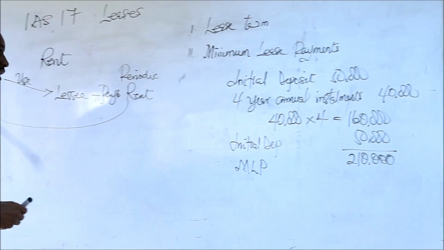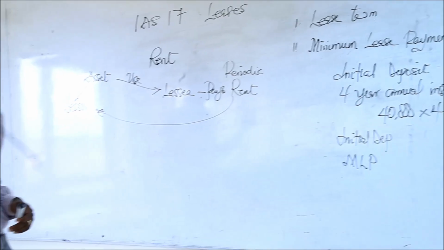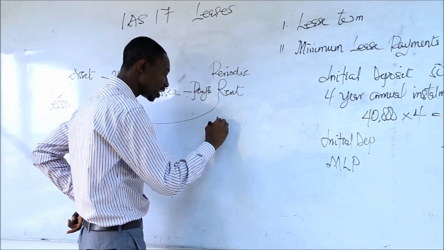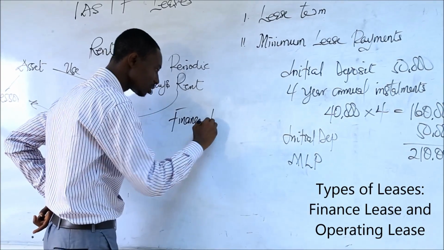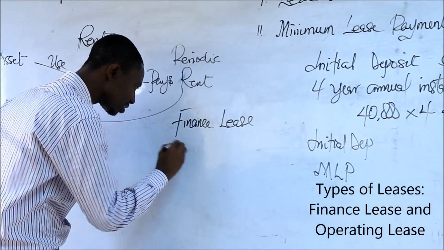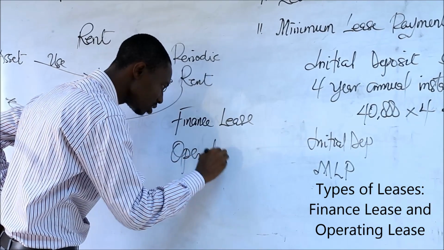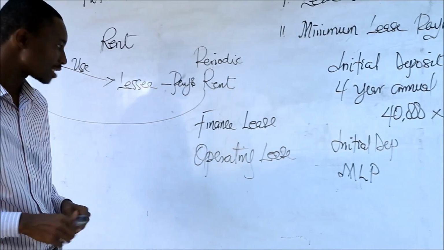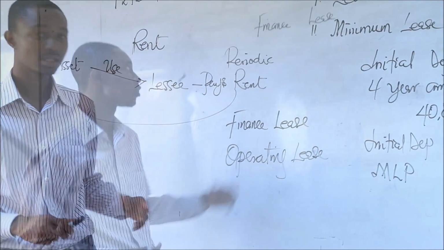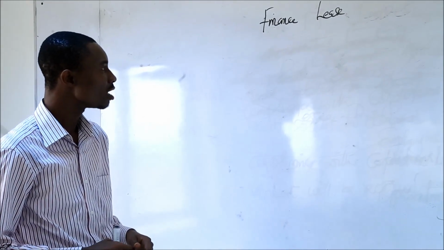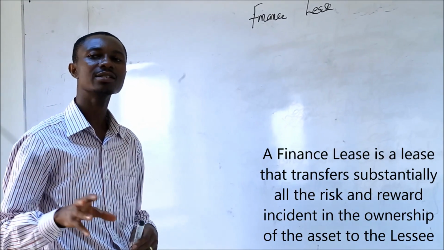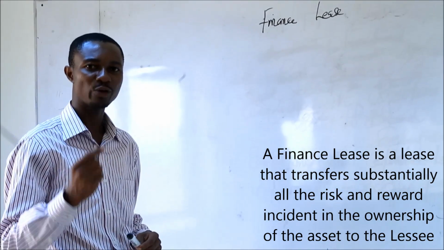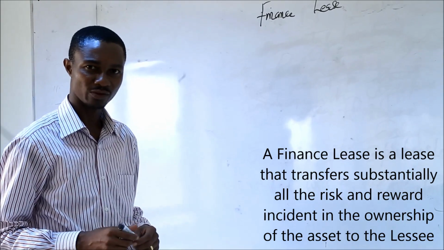Now let's come on to the various types of leases. Essentially, there are two types of leases. There is what we call finance lease, and then there is an operating lease. Let's look at each one of these in turn. So let's look at finance lease. Now, by definition, we normally say that a finance lease is a lease that transfers substantially the risks and rewards incident to the ownership of the assets.